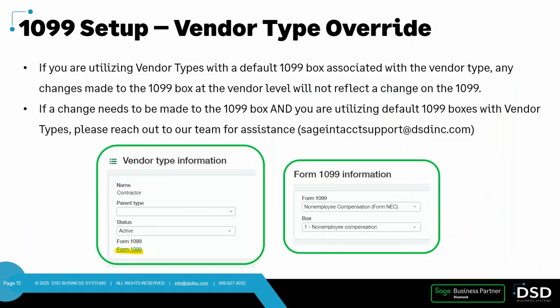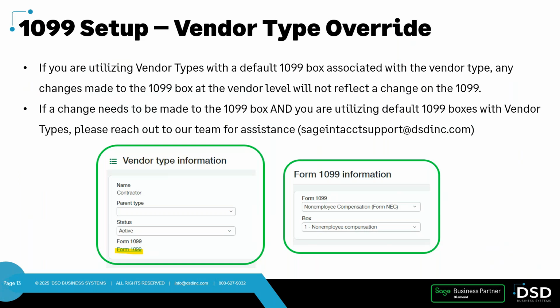A note here, this is not used very often, but whenever it does, we do like to point it out. If you're utilizing vendor types and your vendor types have associated default 1099 boxes, it doesn't happen often, but it does. If you make changes to the box at the vendor level, so individually for that vendor, it will not reflect a change on the 1099.